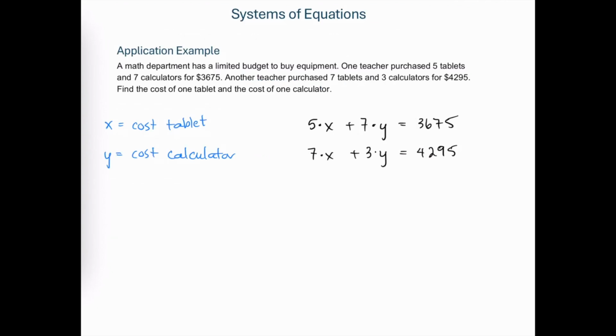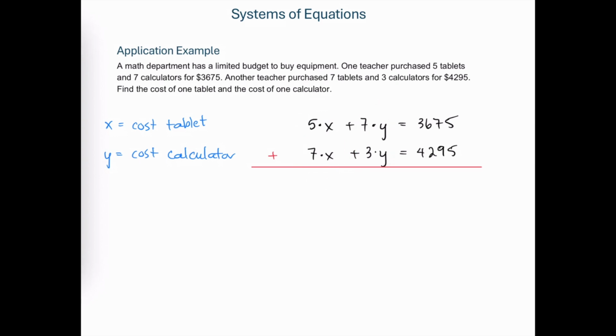Let's use elimination to solve this system of equations. In the elimination method, we're going to add these 2 equations together in such a way that one of the variables drops out. But in order to get my x terms to drop out, I'd need to multiply one of these equations by a fraction, and the same is true for the y variables.